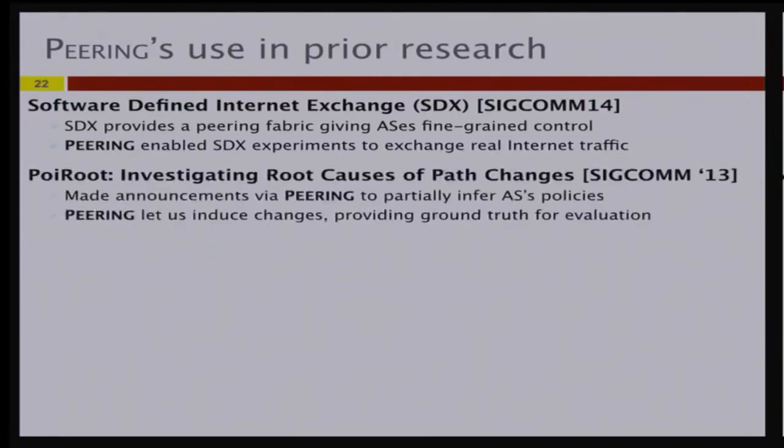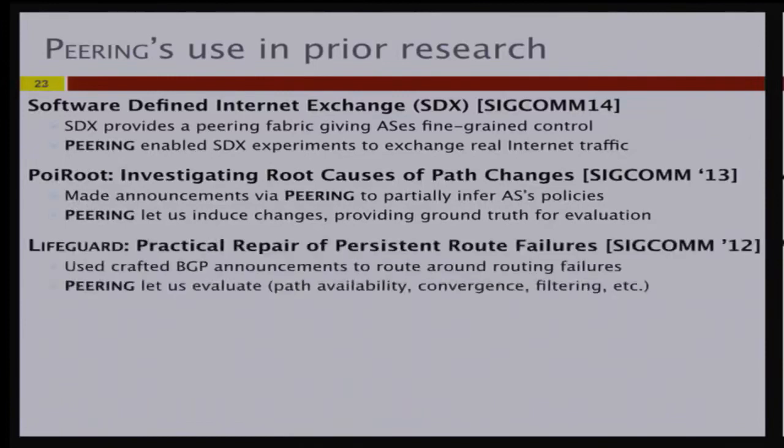We had a project last year on tracking down the root cause of path changes. So if a path towards you changes, it can be hard to figure out what triggered that change because BGP announcements on the internet have a rippling cascading effect, and our system lets you track down the cause. We also had a system that let you make controlled BGP announcements to route around failures.